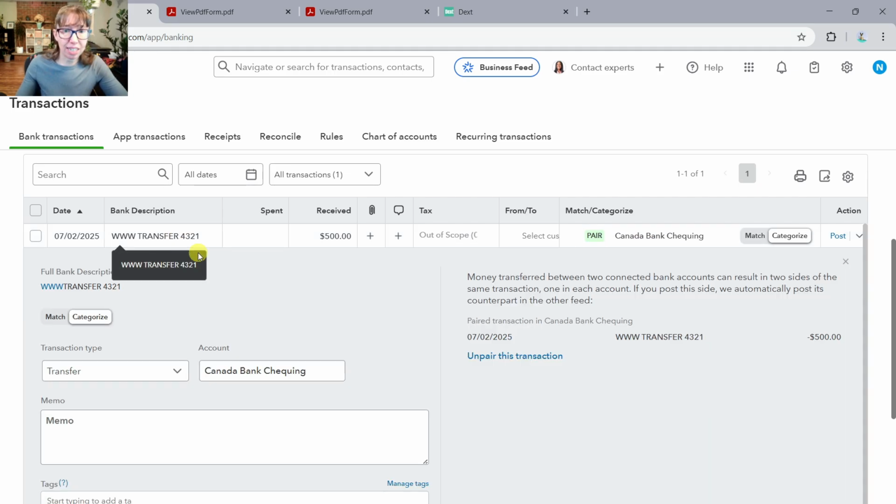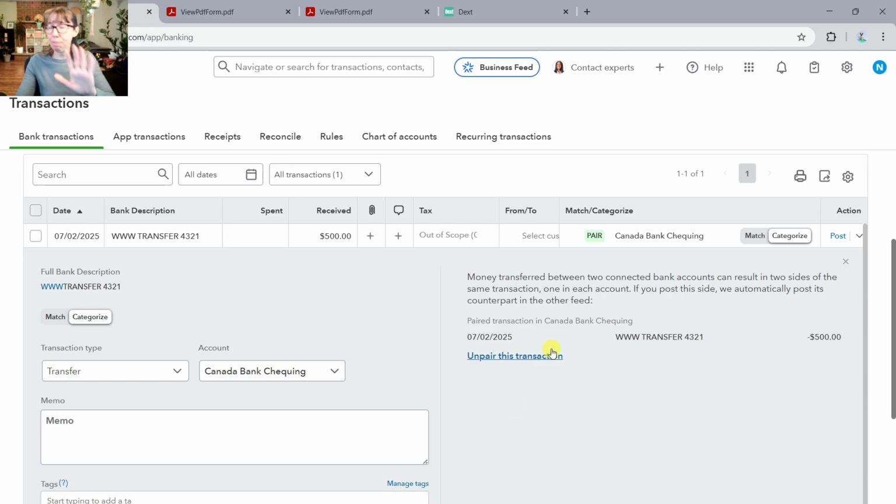So let's expand this out. I like to have eyes on it because sometimes it's suggesting something that's incorrect, right? We can see that it's suggesting to pair it, that is, put in a transfer and marry both bank feed items for us. It wants to pair it with this July 2nd transfer out on the Canada Bank checking. Now, it doesn't read the bank description. That's an important note, but we can see it.